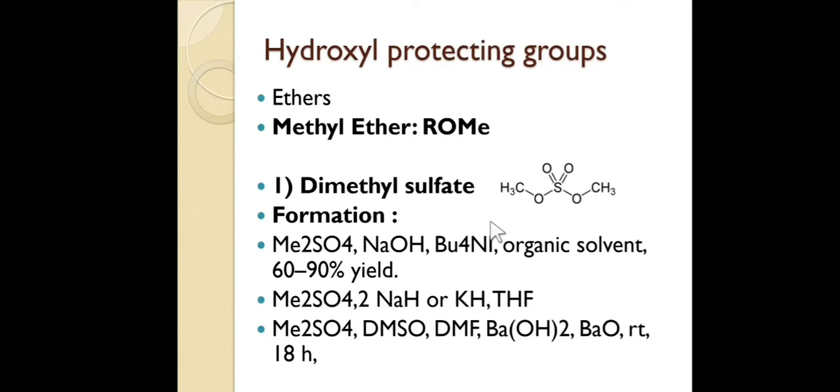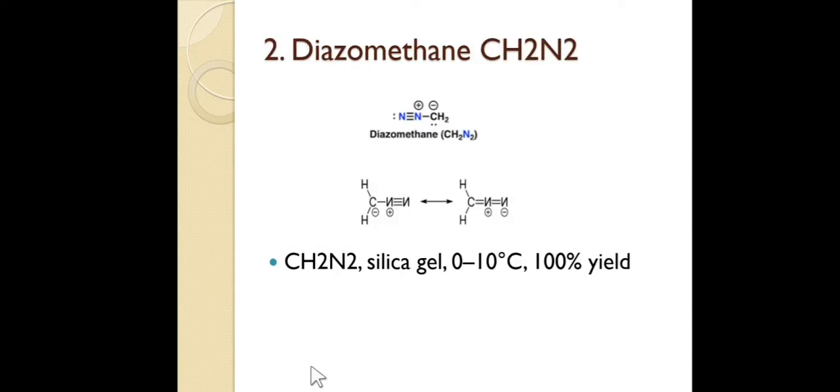So for the reaction conditions for the protection of alcohols or hydroxyl groups with dimethyl sulfate, we need to use a base in the presence of dimethyl sulfate. So the base can vary from NaOH to NaH to KH and so on. So these are the reaction conditions. With the help of them we can methylate the alcohols.